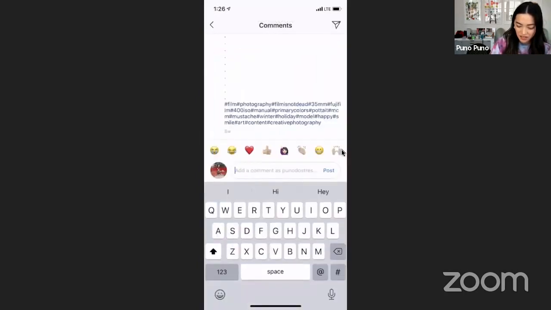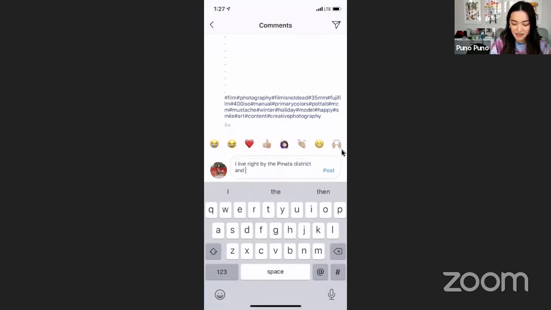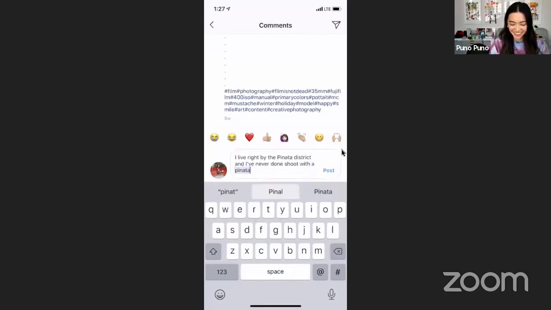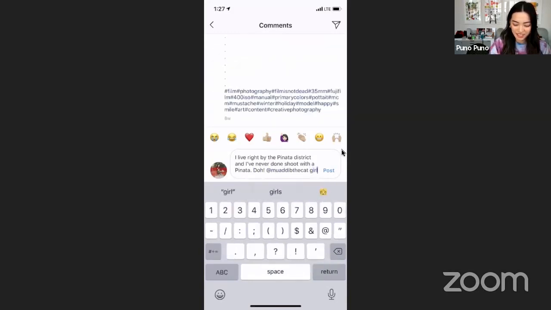So this is what I would say to her. I'm already thinking, if I saw this girl in person and we were checking out each other's Instagram account, this is what I would tell her. I'd be like, I live right by the Piñata district, and I've never done a shoot with a piñata. Like, that's so, duh. And then I'm going to connect Muad'Dib and be like, girl, let's do this.